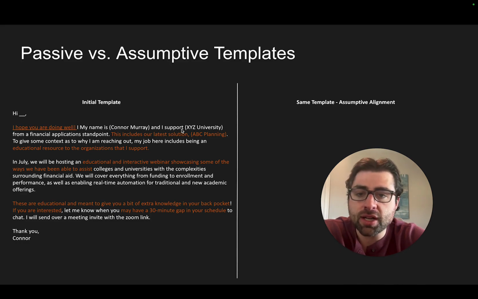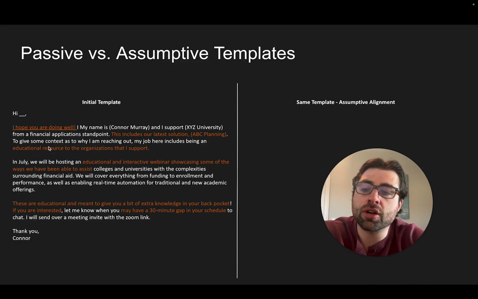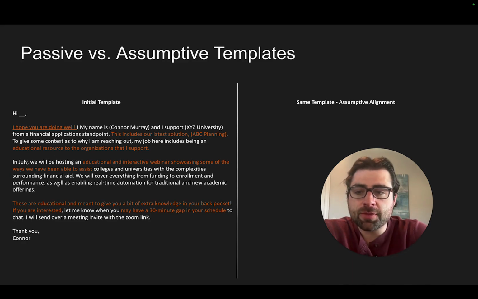"My name is Connor Murray and I support XYZ University from a financial application standpoint. This includes our latest solution," marketing in my head, "ABC Planning. To give some context as to why I'm reaching out, my job here includes being an educational resource to the organizations that I support." Not strong, no one needs an educational resource. It doesn't make this meeting sound important. It makes you sound like a customer service marketing type representative and not a sales development representative.